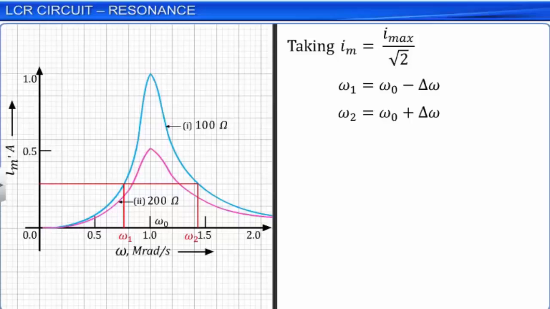This is known as the bandwidth of the circuit. The ratio of omega naught to 2 delta omega is a measure of the sharpness of the resonance. A larger ratio indicates a sharper resonance.